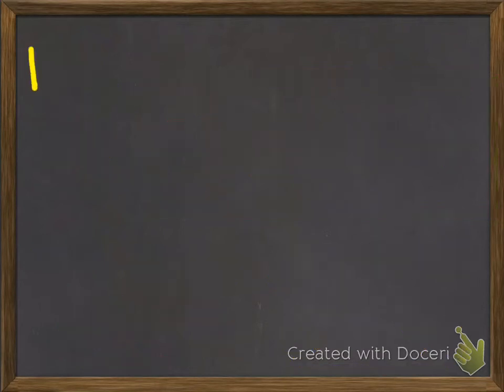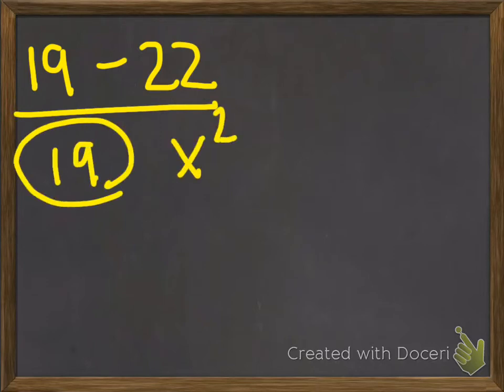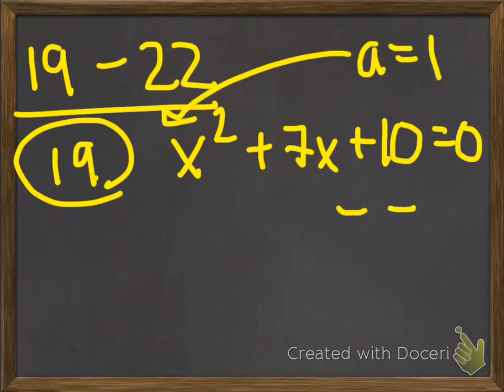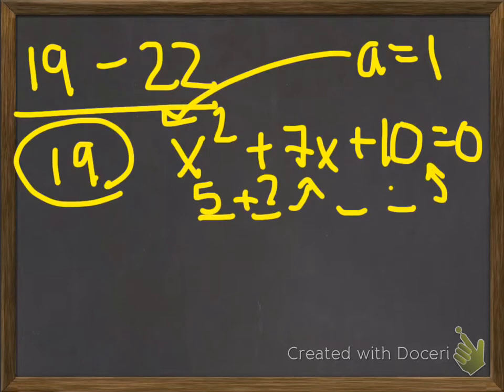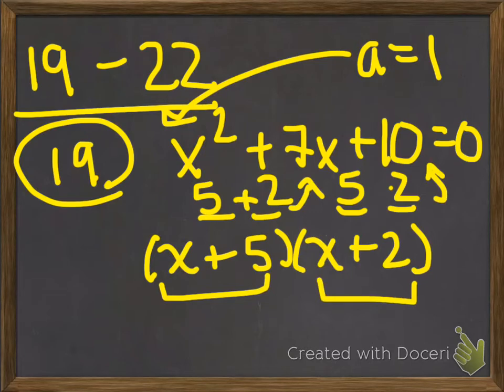Number 19 through 22, you're going to factor them. Number 19 is a nice easy one to factor, x squared plus 7x plus 10. Why is it so easy to factor? Well, a is equal to 1 here. I need to think what times what multiplies to get 10 that adds to get 7. That's 5 and 2. I write my factors out as x plus 5 times x plus 2. I then, like I did on 17 and 18, set each factor equal to 0 and solve for x.